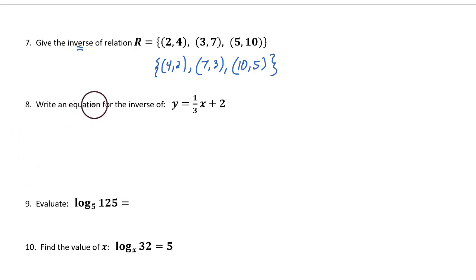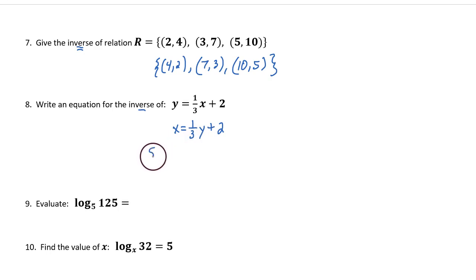Number 8, write an equation for the inverse. Again, to make an inverse, you switch the x and y. So we have x equals 1/3 y plus 2. Now this equation is the inverse, except it's typical in an algebra class to take whatever equation that you create here and rewrite it so the letter y is alone.